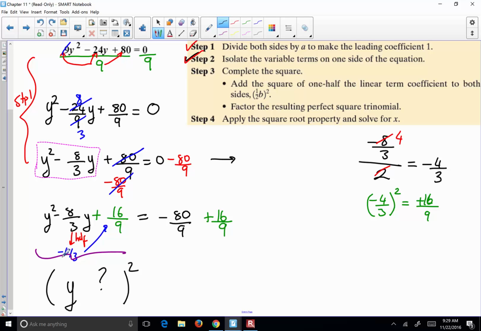It's always this: half of the middle number comes here, okay? Half the middle number. So it is minus 4/3, minus 4/3. Okay? How about these two? We add them because they share the common denominator. And what is minus 80 plus 16? Negative 64.